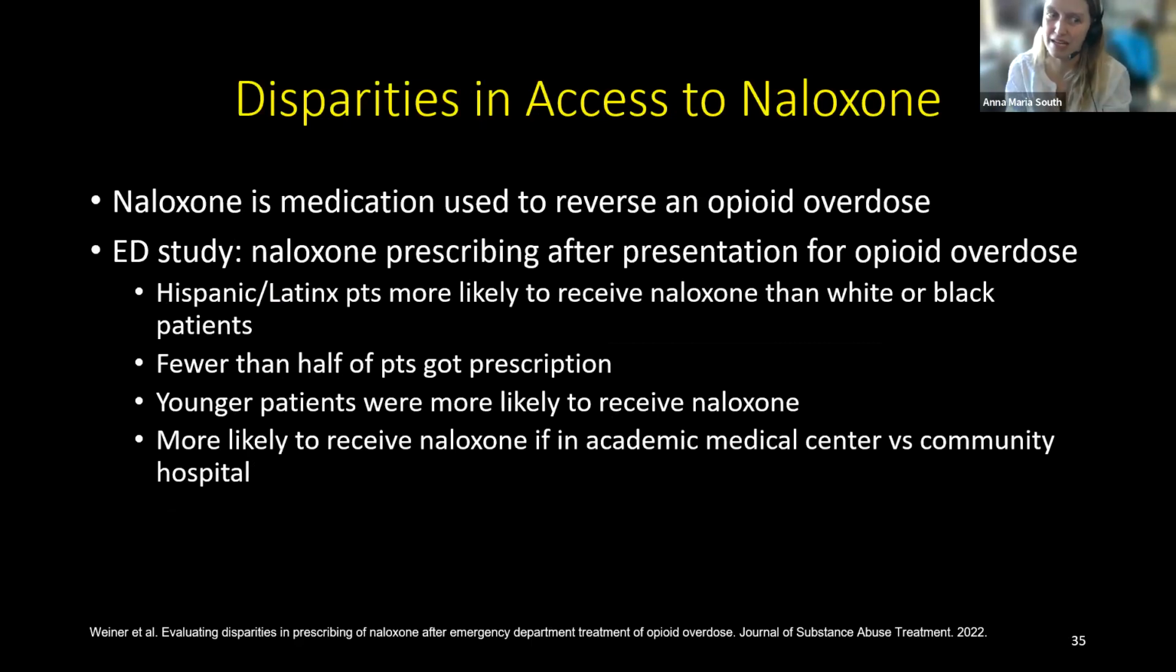And they found out that Hispanic or Latinx patients were more likely to receive naloxone compared to white or black patients. However, overall, fewer than half of patients got a prescription. So this is a medication that's covered by insurance, a lot of times covered by grants, and can be handed out for free in a lot of places like the health department, things like that. That people weren't prescribed despite having almost died already from an opioid overdose. Younger people were more likely to receive naloxone, so there's definitely some ageism at play here. And people were more likely to receive naloxone if they were at a large academic center compared to a rural community hospital. So once again, there's geographic disparities at play here.